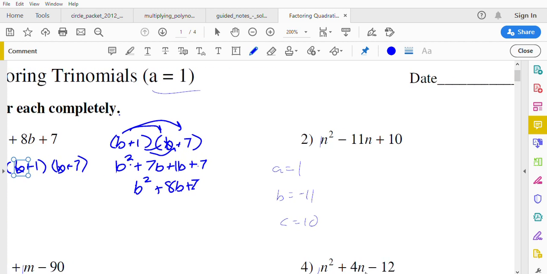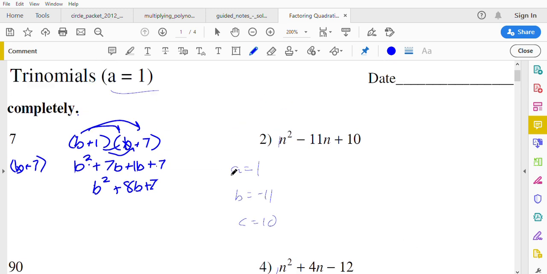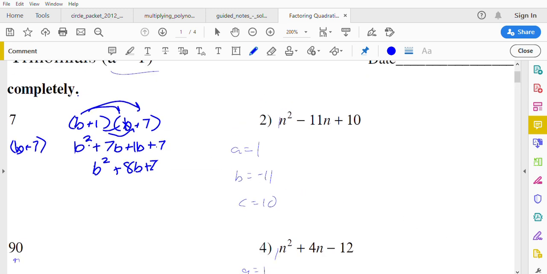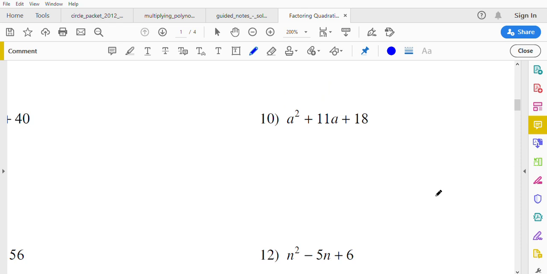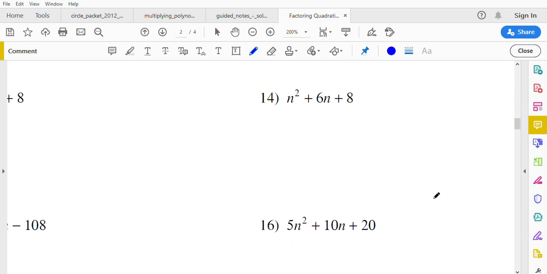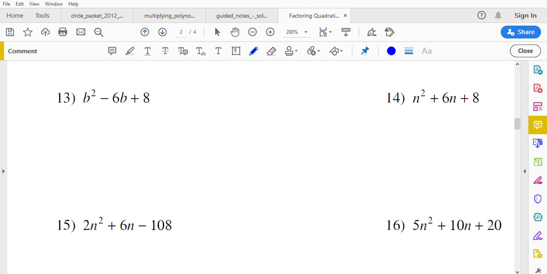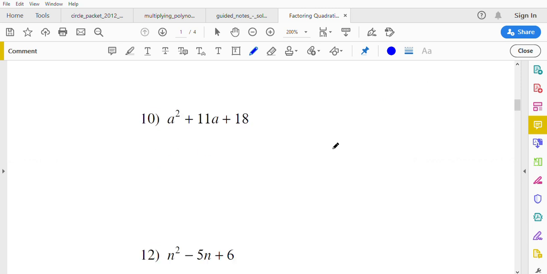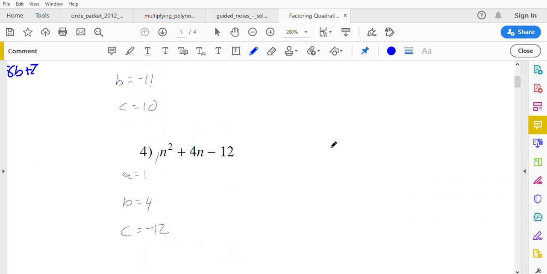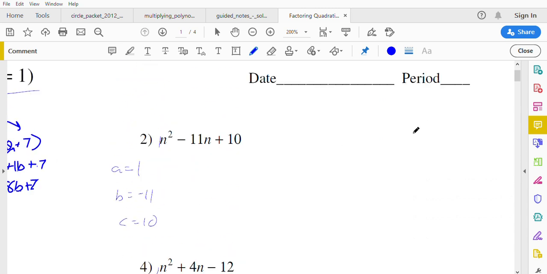Okay, so I'm going to go through a whole bunch of these examples, just to get these things clear. You should be able to do at least up to number 14, but we're going to do a few of them. For number 2, we said that a is equal to 1, so we can continue. We want our factors of 10 that add up to negative 11.